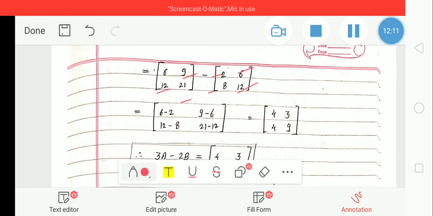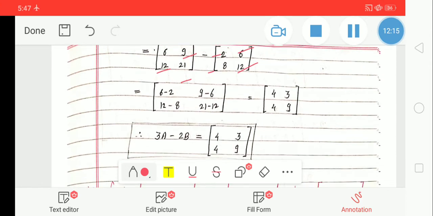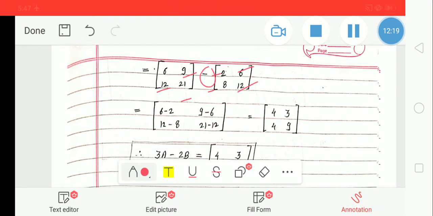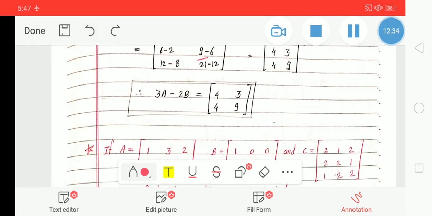Now apply subtraction, because here we have a subtraction. So we subtract 6 minus 2, 9 minus 6, 12 minus 8, and 21 minus 12. So we get the answer 4 3 4 9. So 3A minus 2B is equal to 4 3 4 9.